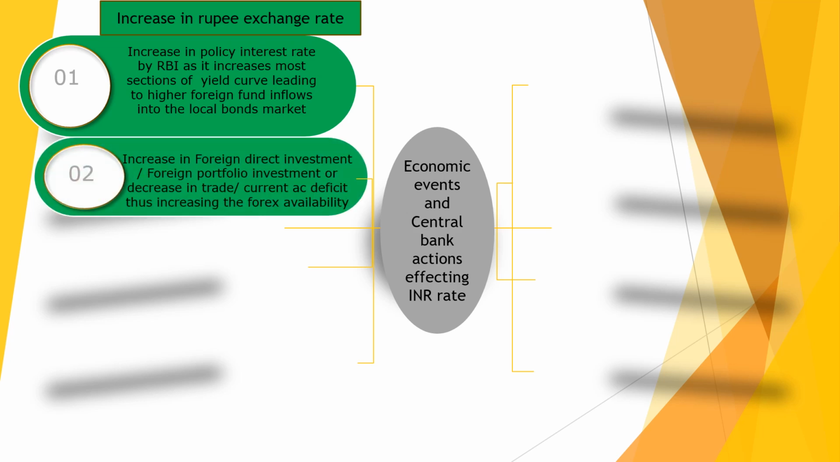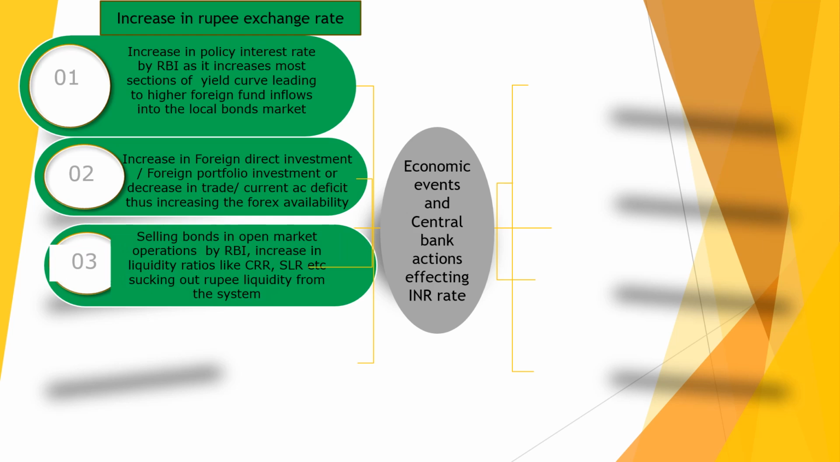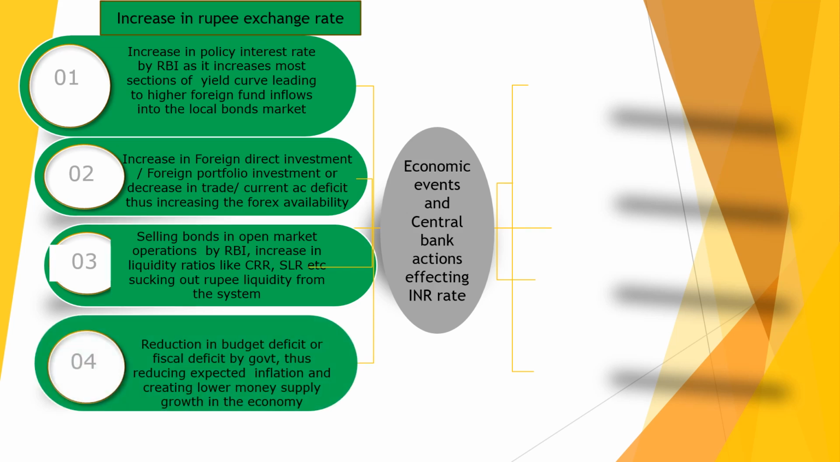Increase in foreign direct investment or foreign portfolio investment, or decrease in trade or current account deficit, thus increasing the foreign exchange availability. Selling bonds in the open market operations by RBI, increase in liquidity ratios like CRR, SLR, etc., sucking out rupee liquidity from the system. Reduction in budget deficit or fiscal deficit by the government, thus reducing the expected inflation and causing lower money supply growth in the economy.